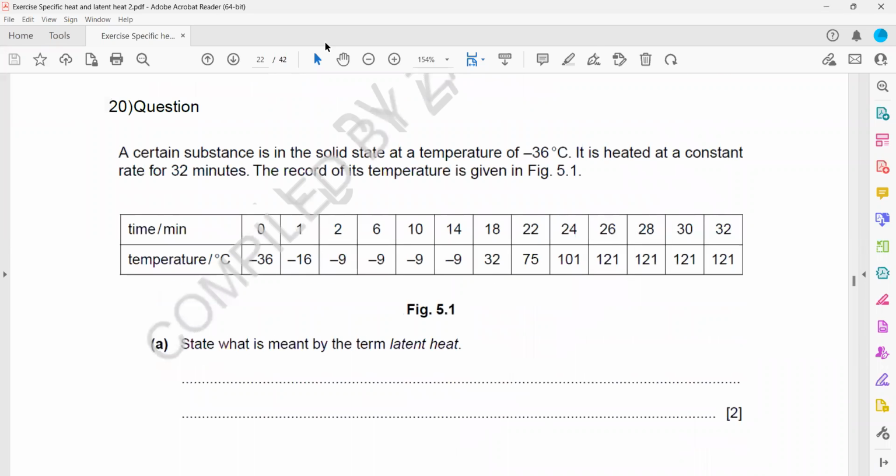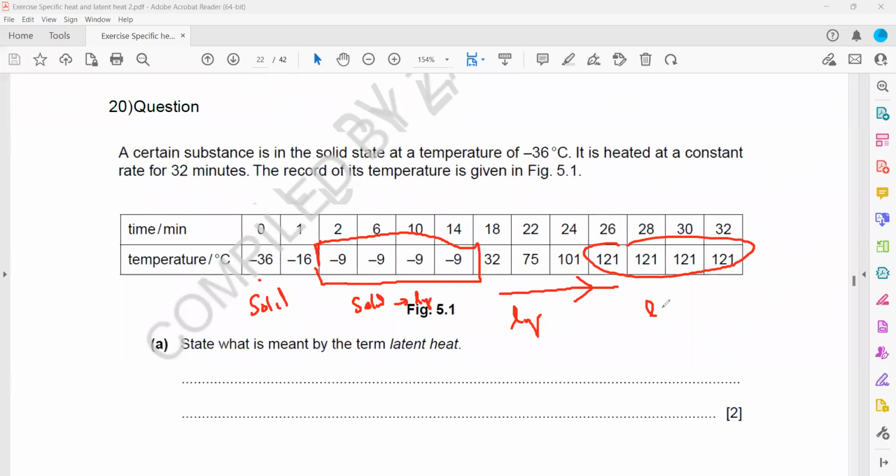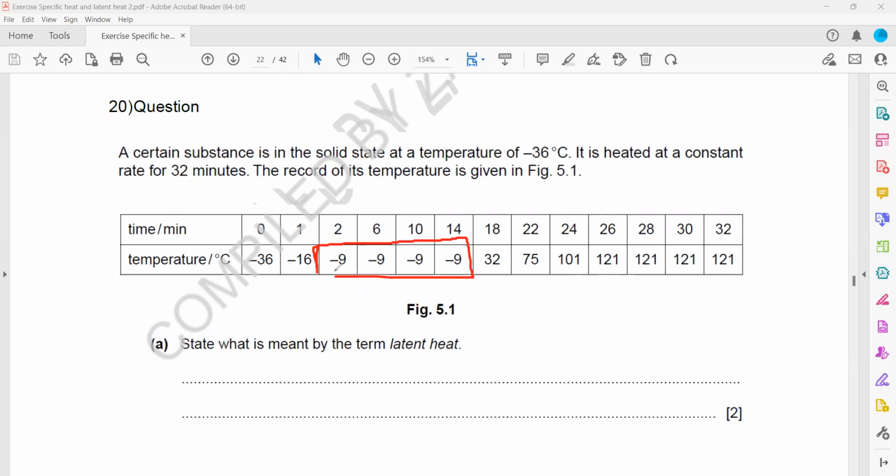Question 20. A certain substance is in solid state at minus 36. So it was solid at minus 36. Then you can see that the temperature does not change here. So what happened? First, we have a solid. Here, the solid turned into a liquid. And then it's a liquid, and again the temperature does not change. It means the liquid is turning into a gas. Whenever the temperature does not change, it means the state is changing. So in this region the state is changing, and in this one the state is also changing.